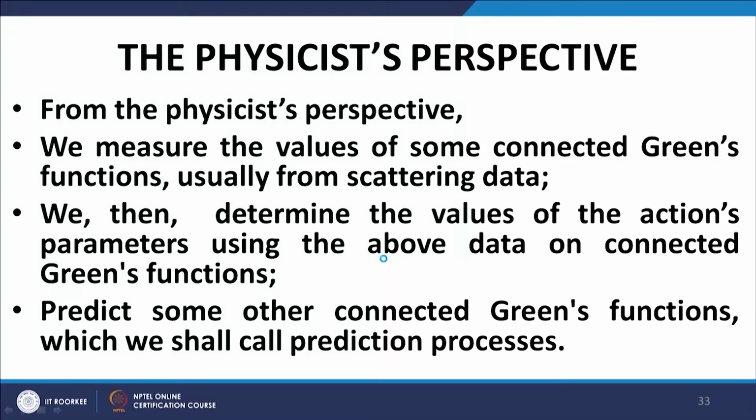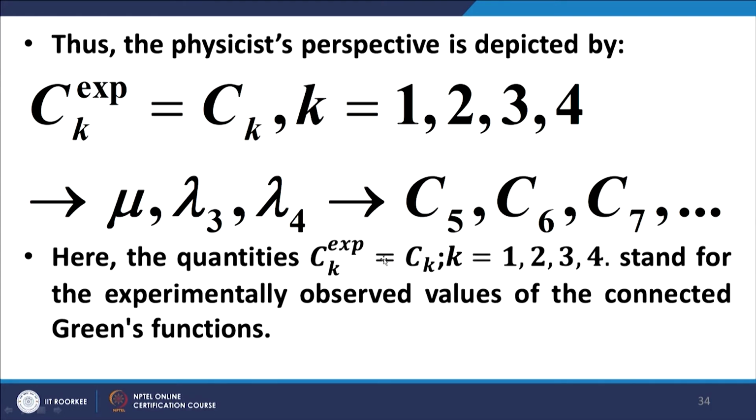So, this is the physicist's perspective on this issue. Having outlined the difference in perspective between the mathematician and the physicist, the physicist's perspective can be depicted here. We work out a certain number of connected Green functions, say C1, C2, C3, C4 experimentally. We get experimental values.